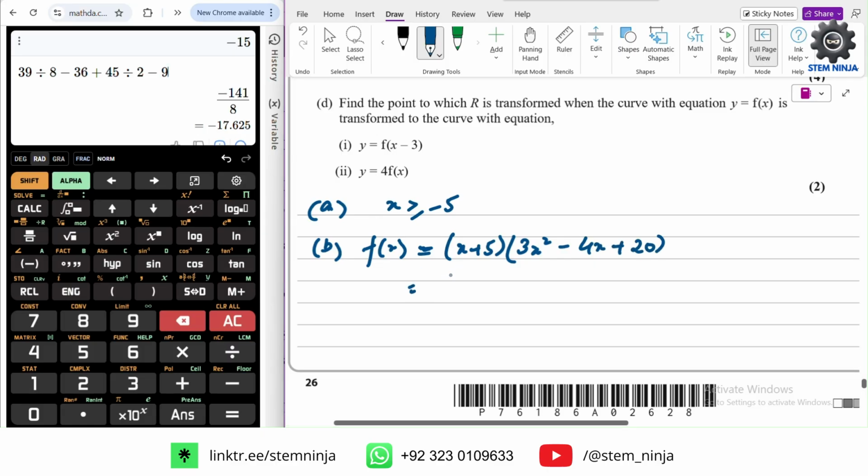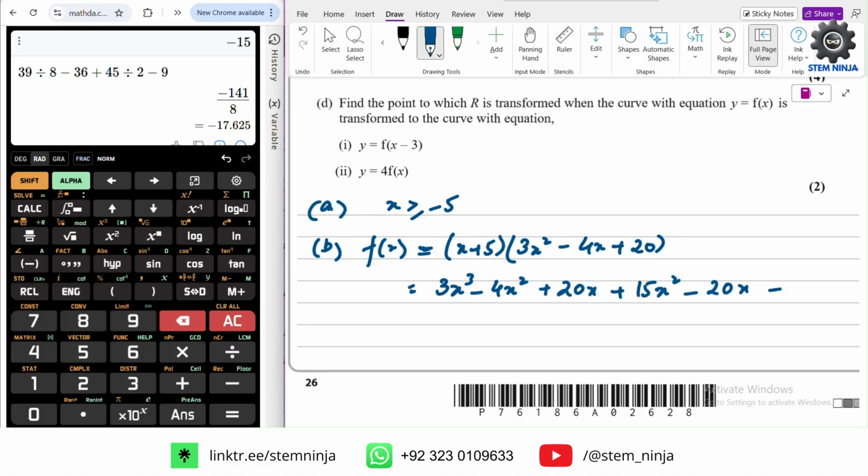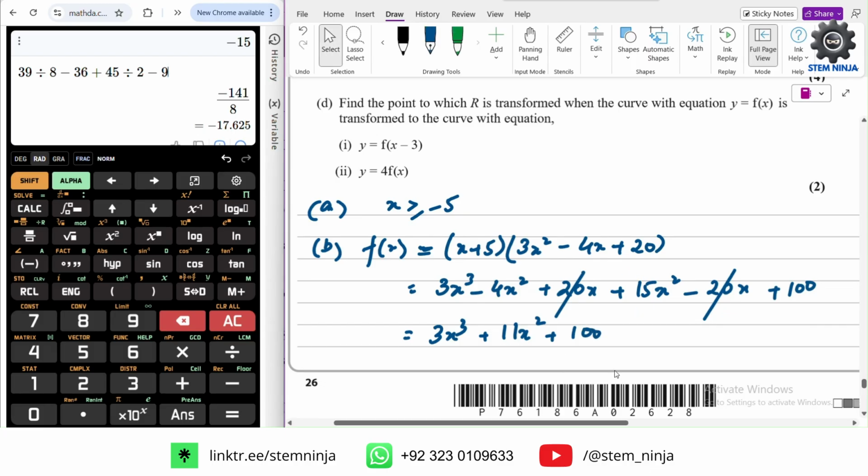So one by one, 3x cubed minus 4x squared plus 20x plus 15x squared minus 20x plus 100. So this would be 3x cubed, 15 minus 4 is 11, x squared, 20x gets cancelled, and then we have plus 100. Okay, we need f prime of x.